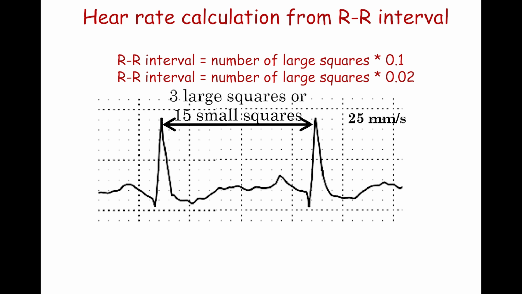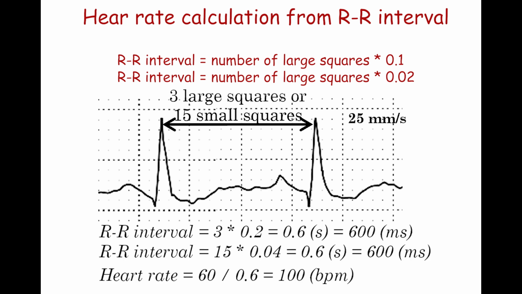For example, there are 3 large squares between two consecutive R waves. The RR interval is calculated by multiplying 3 by 0.2. So the RR interval is 0.6 seconds. To find the heart rate, divide 60 by 0.6. The heart rate is 100 beats per minute.